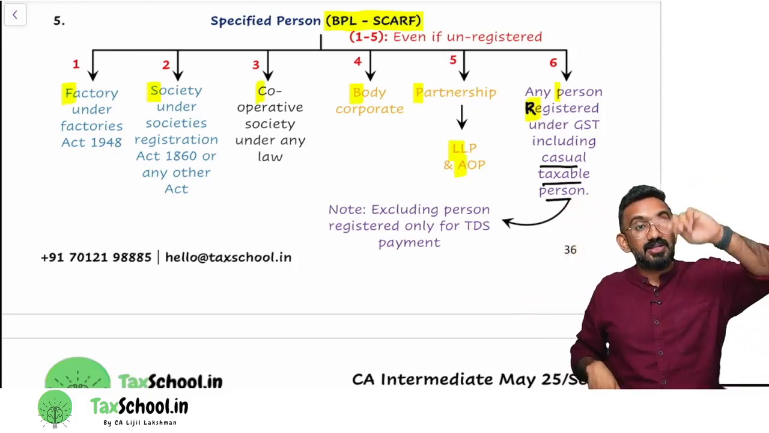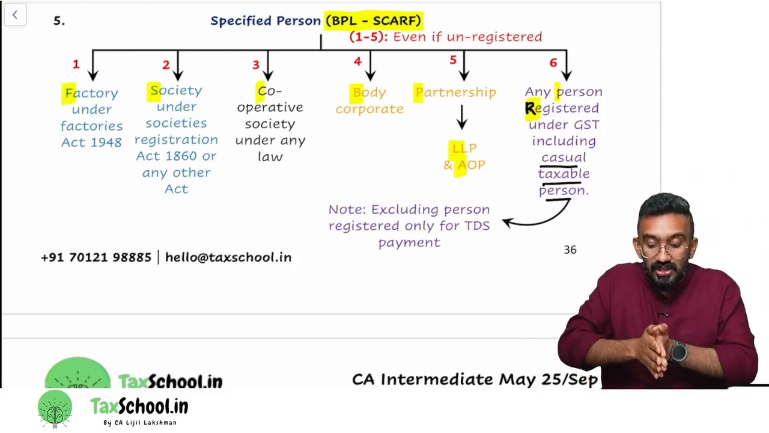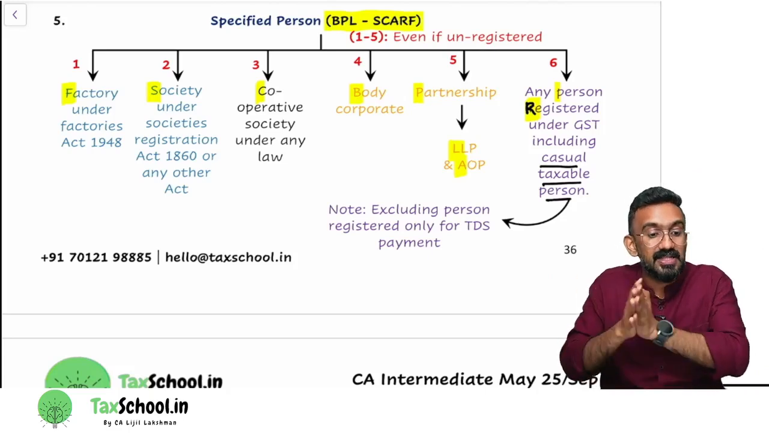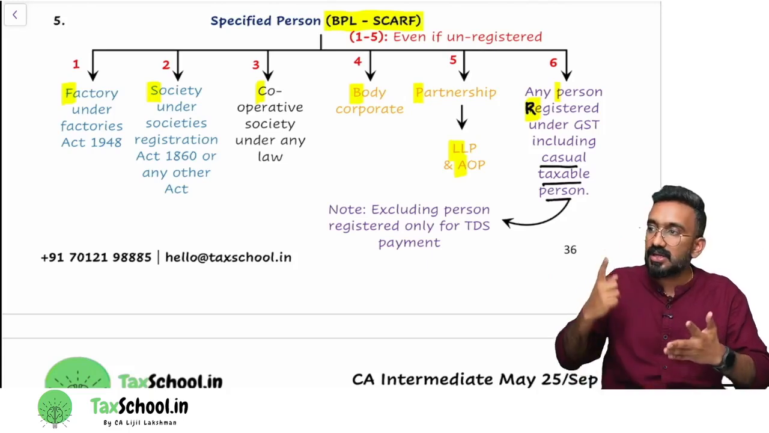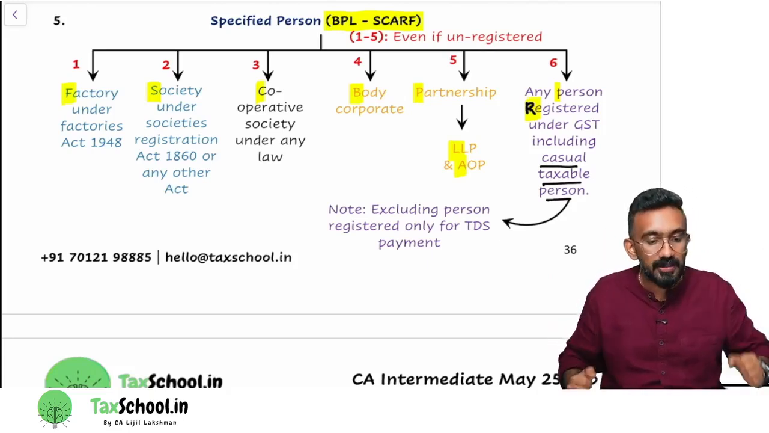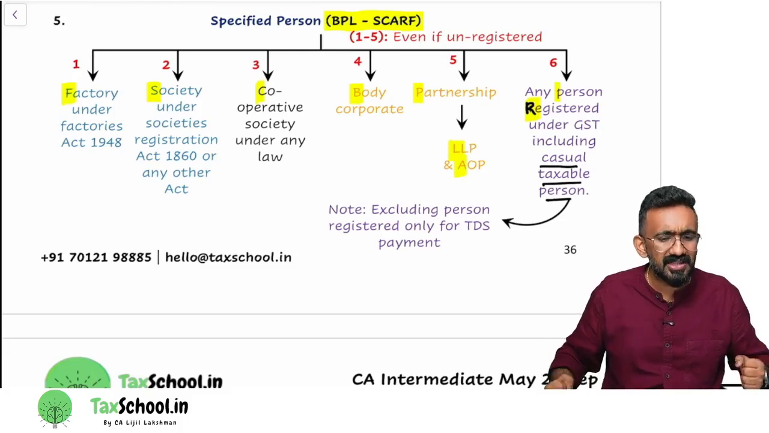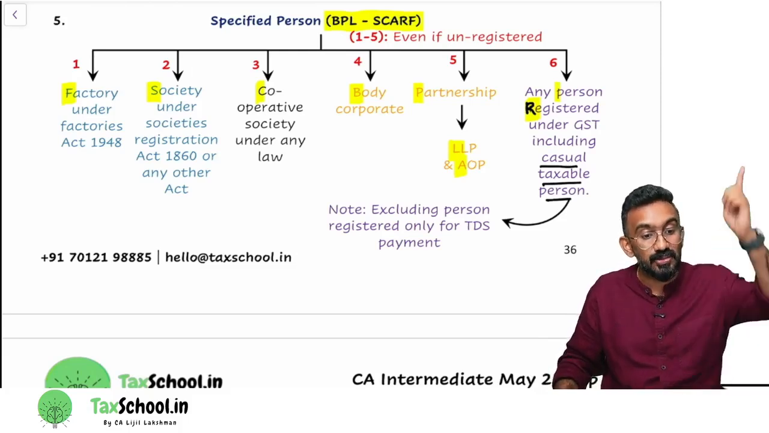Can an unregistered recipient come under RCM when they receive services from GTA? Yes. An unregistered factory, unregistered society, unregistered cooperative society, body corporate, partnership, LLP, AOP, all of them can be. They don't have a GST number, so how will they pay tax under RCM? They have to compulsorily register under GST under section 24.